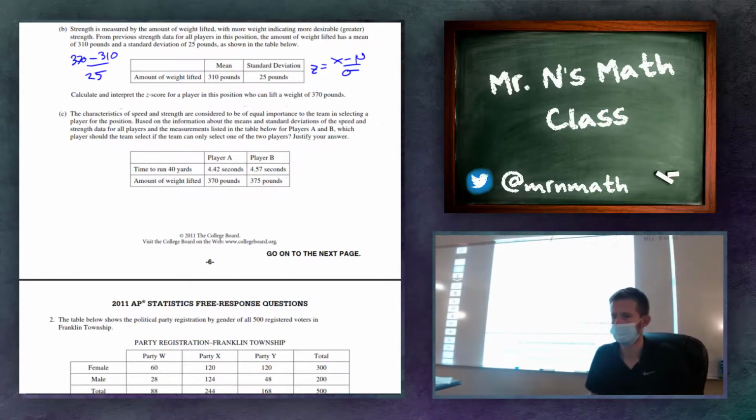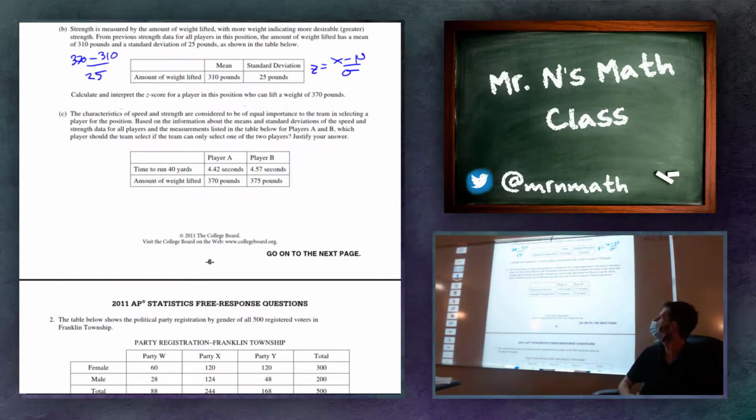For a second, I saw 370 and I was thinking weight, and I was like, that's a 374 running a 4.4. I was trying to imagine, I think there's a bigger difference.